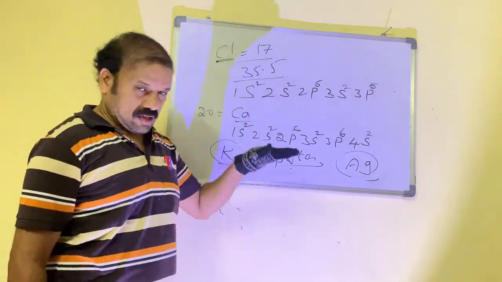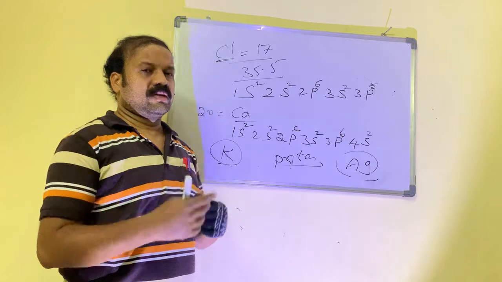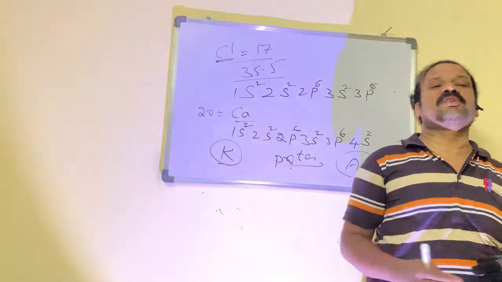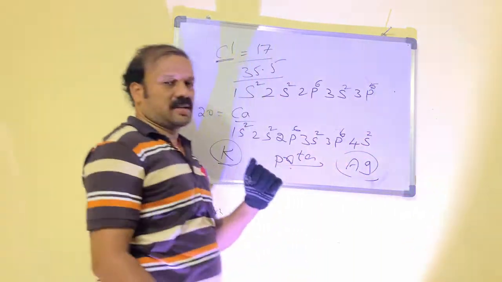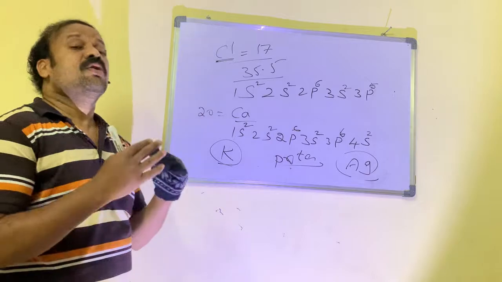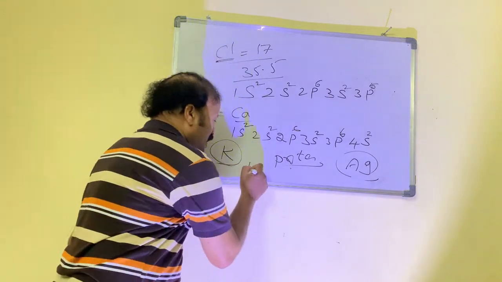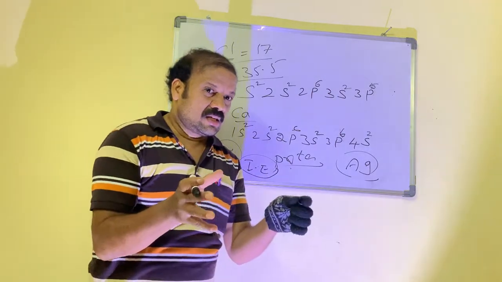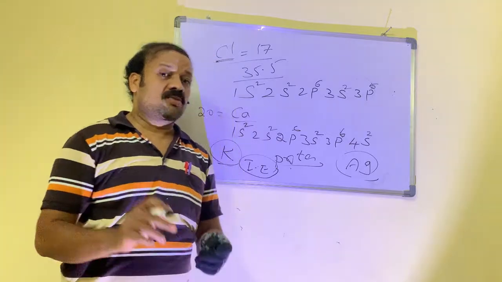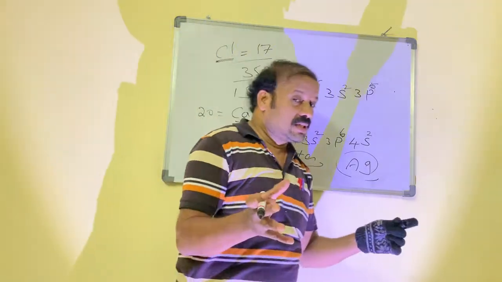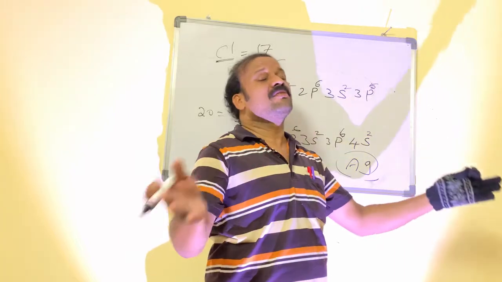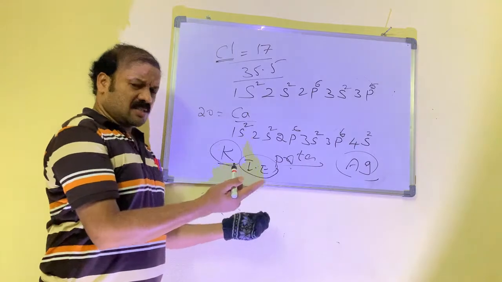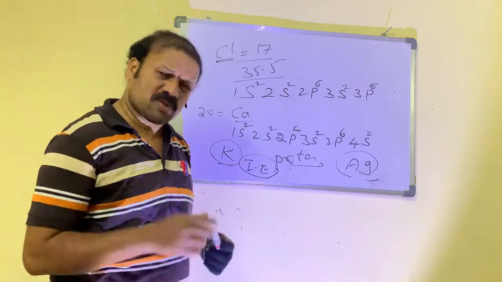After electronic configuration, we will find out what is meant by atomic radius. The distance between the center of the nucleus and the outermost shell is known as atomic radius. How to find out atomic radius? Ionization energy, I and E, ionization energy. What is ionization energy? The minimum energy required to remove an electron from the outermost shell is known as ionization energy. Atomic radius, the distance between the center of the nucleus and the outermost shell, is most important.